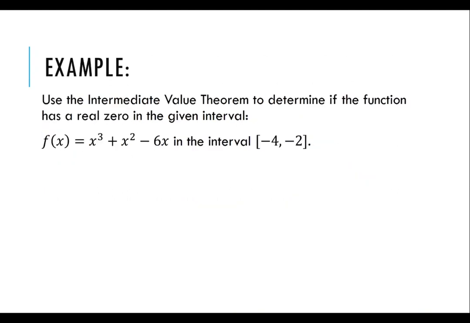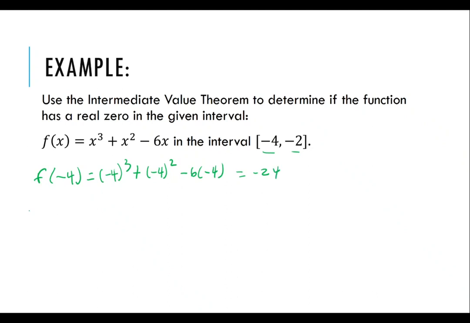So we're going to use the intermediate value theorem to determine if the function has a real zero in the given interval. And the easiest way to do this is just pick the endpoints they give us and plug them into the function. So f of negative 4. Well, f of negative 4 is really negative 4 quantity cubed plus negative 4 quantity squared minus 6 times negative 4. I get that that is negative 24.